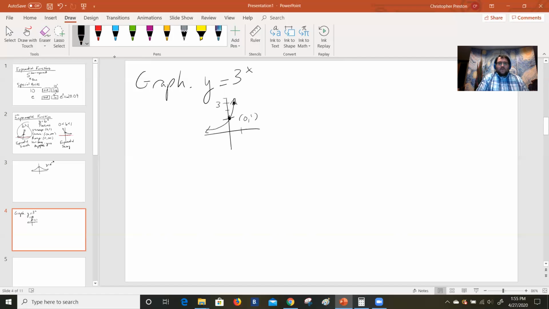Same thing if you go backwards, your height is 1/3. So this spot right here would be at a 1/3, right? So then it would be a 1/9th, a 1/27th, 1 over 81, 1 over 243, and so on.